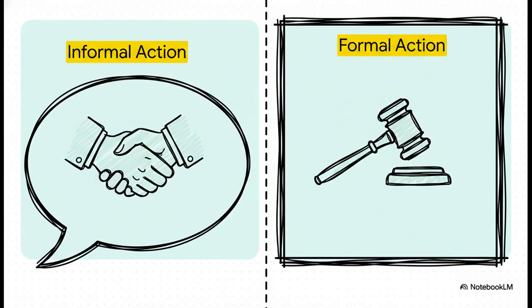Now, the pyramid is pretty much split into two different approaches. You've got informal action, things like advice, maybe a warning letter. That's all about persuasion, trying to get them to comply voluntarily. But the moment you cross that line into formal action, like serving a statutory notice, the whole conversation changes. You're not asking anymore, you are legally compelling them to act.